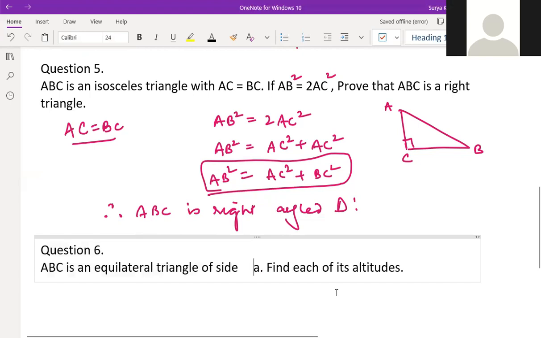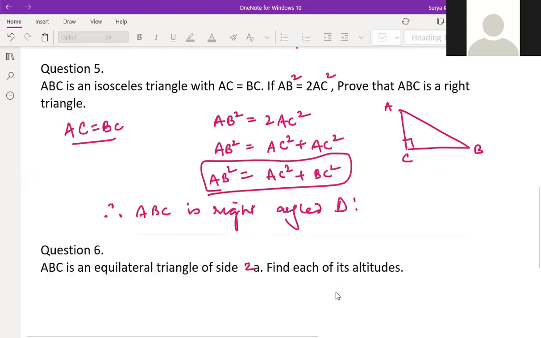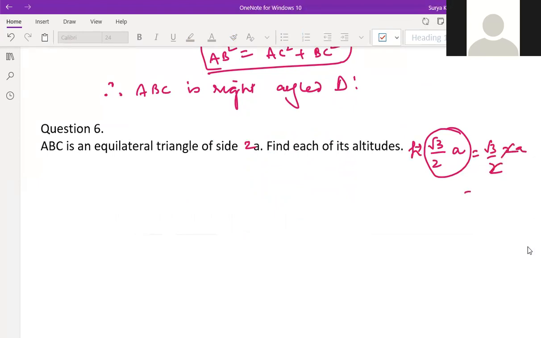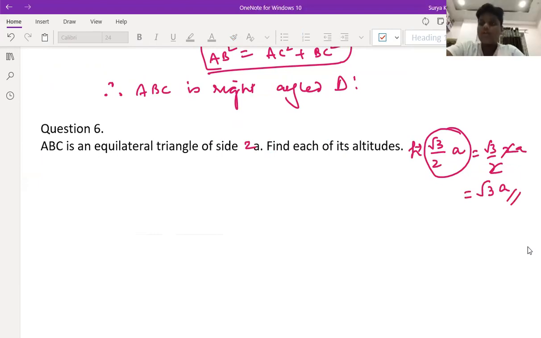All of you children, find its altitude. If I want to find, I can find in one line only: root 3 by 2 times A. This is the formula to find the height of an equilateral triangle. So height is nothing but root 3 by 2 times the side, and side is 2A. So 2 will get cancelled. Your answer will be root 3 A. Is it clear? Sir, I think the answer is A root 3. Yes, sir. A root 3, root 3 A. Both are the same only, no?